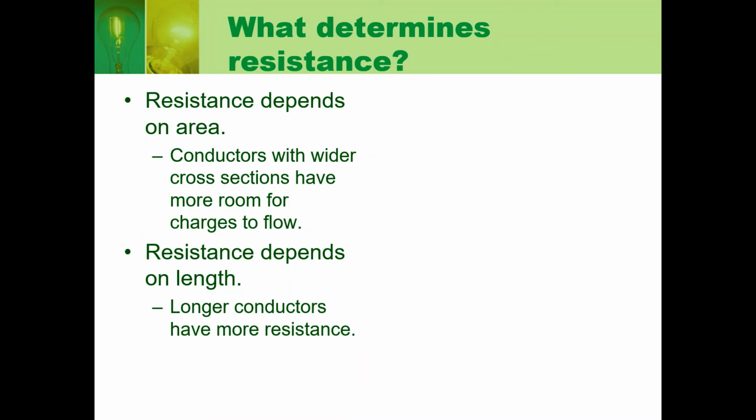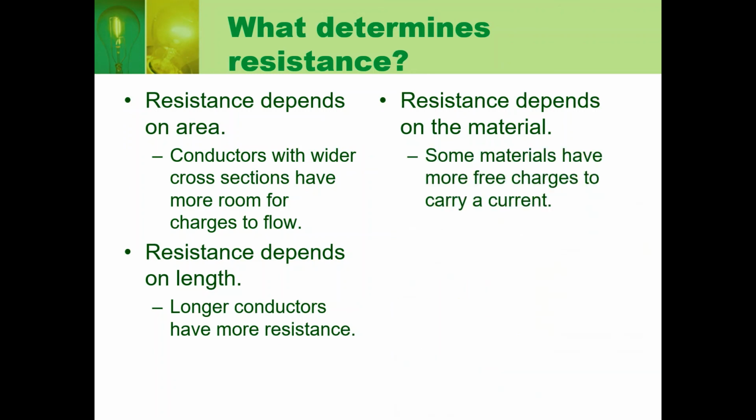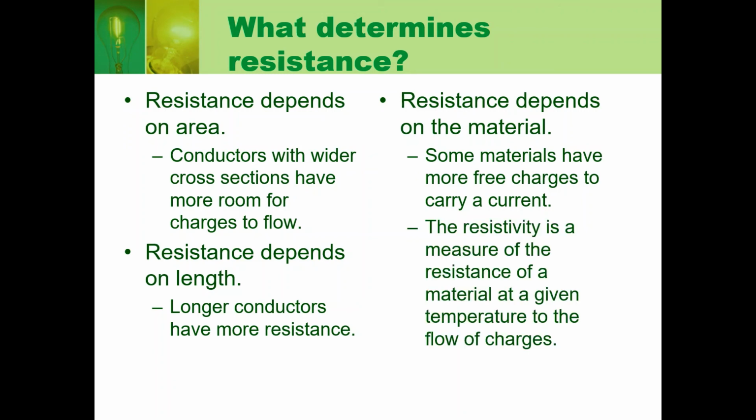Finally, the resistance of a conductor depends on what it's made out of. A conductor made out of gold will, all else being equal, have less resistance than a conductor made out of copper. One difference is that some materials have more free charges available to carry a current. Temperature also plays a role in the resistance of a conductor.